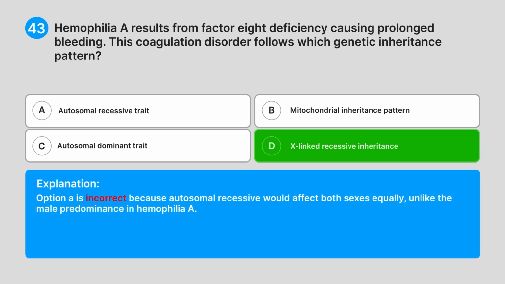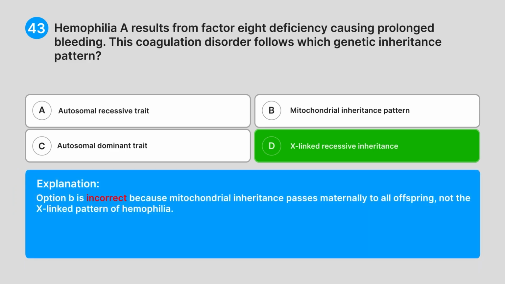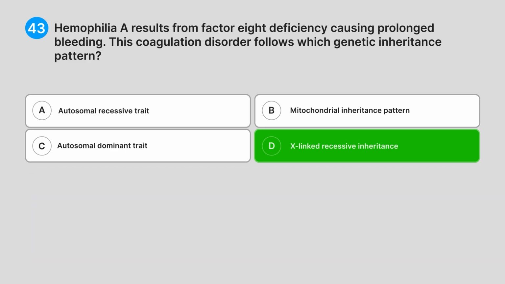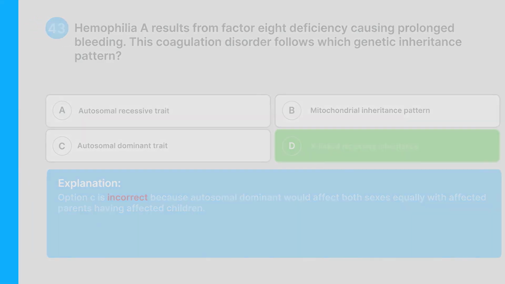Option A is incorrect because autosomal recessive would affect both sexes equally, unlike the male predominance in haemophilia A. Option B is incorrect because mitochondrial inheritance passes maternally to all offspring, not the X-linked pattern of haemophilia. Option C is incorrect because autosomal dominant would affect both sexes equally, with affected parents having affected children.